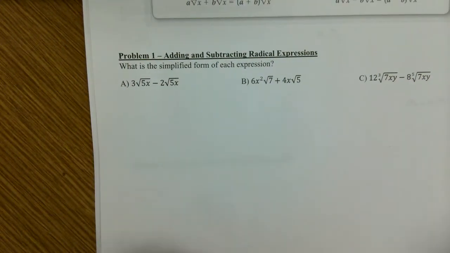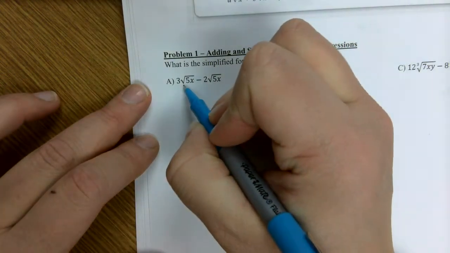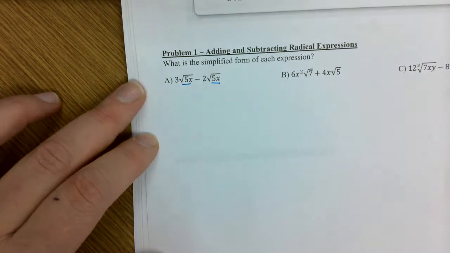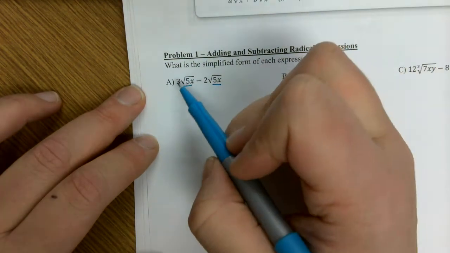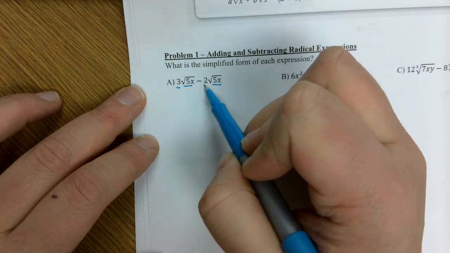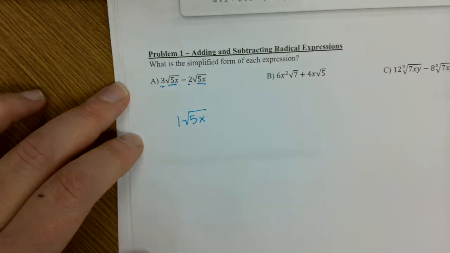So when I'm looking at this right here, I can only combine if they're the exact same. Since this radical is the exact same right here, it's the same thing as if this said 3x minus 2x. It's the same concept. So I take 3 minus 2, and I have 1. And then that square root stays the exact same.